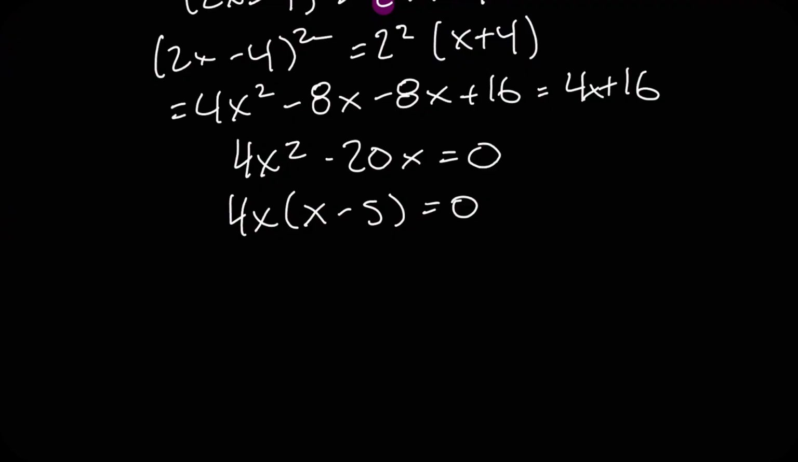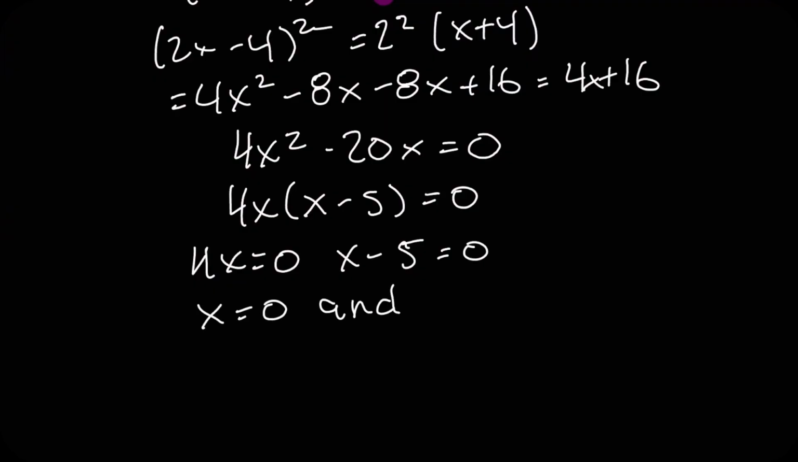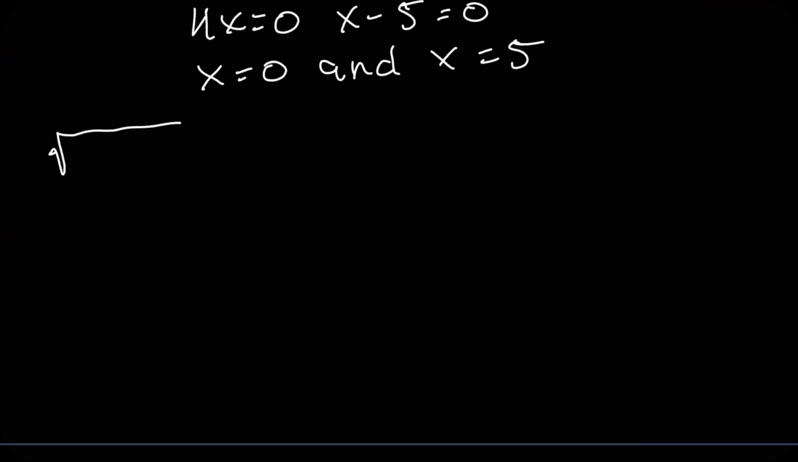So our proposed solutions, we have 4x is equal to 0, and we have x minus 5 is equal to 0. So we have x equals 0, and we have x is equal to 5, and we need to go ahead and plug these back in to our original equation and see if it makes sense. So we will have 3x plus 1 minus the square root of x plus 4, all equal to 1 as our original equation. Try 0 and 5 in both of these to see if they make sense.